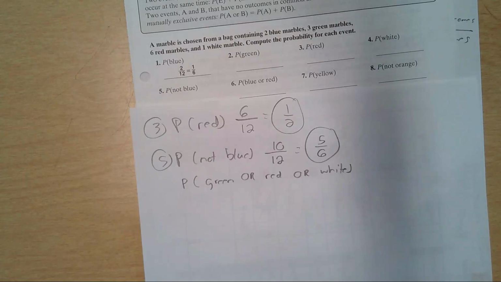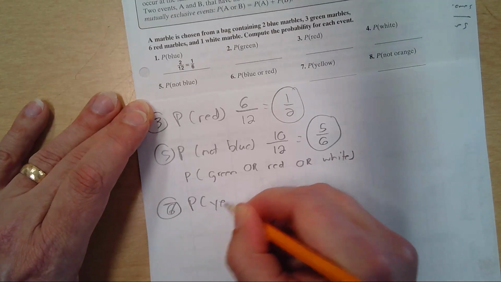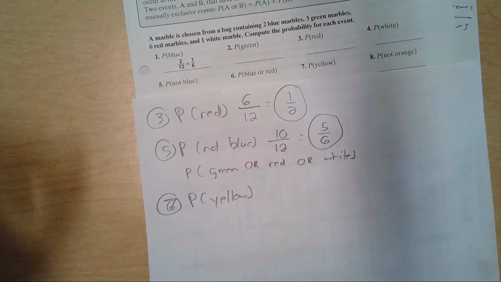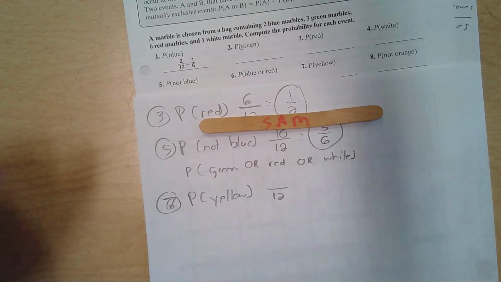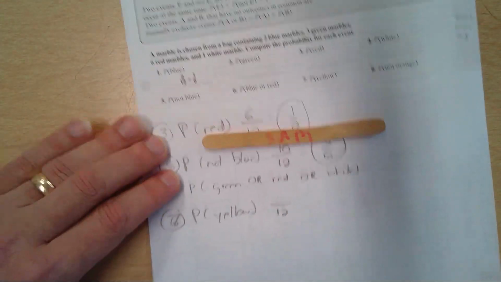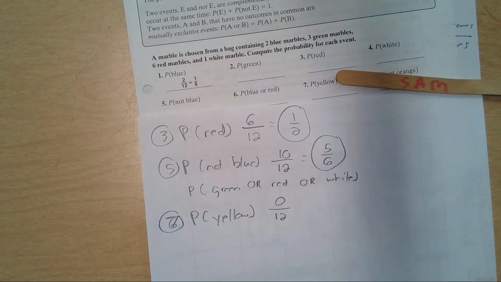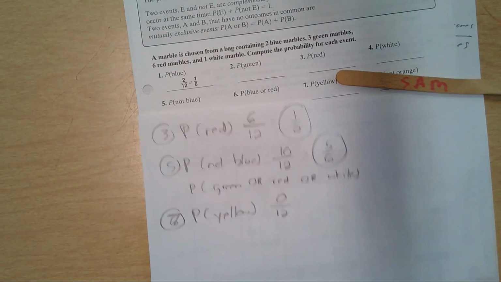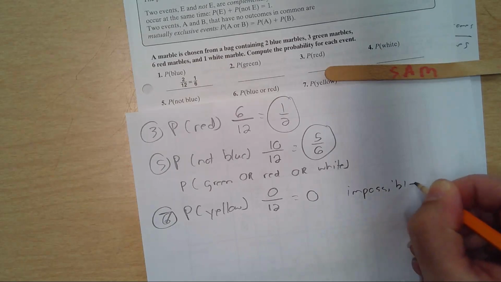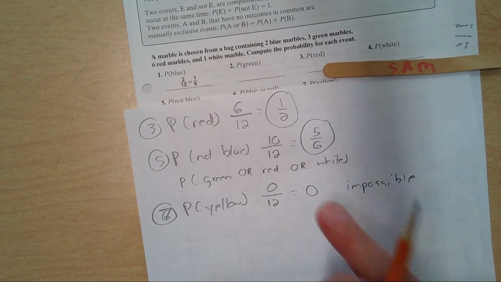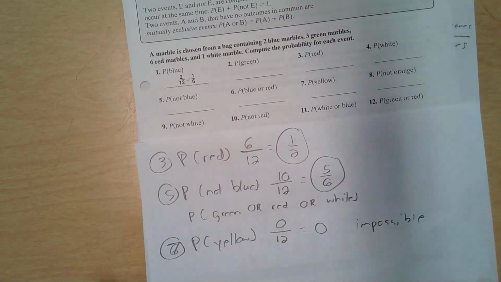Okay, number 7. What is the probability of pulling a yellow marble out? Sam? 0/12. Yeah, still over 12. As we said, there's still 12 outcomes, but none of these are yellow marbles. So something that has no chance of happening, we would say, is impossible. So you could write 0, you could write impossible. Again, simplifying, 0/12 simplifies to 0, or it's just impossible to happen there.